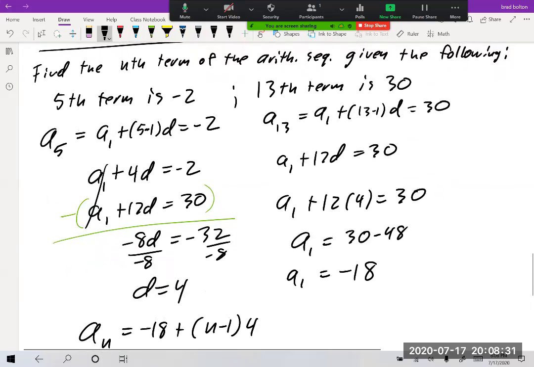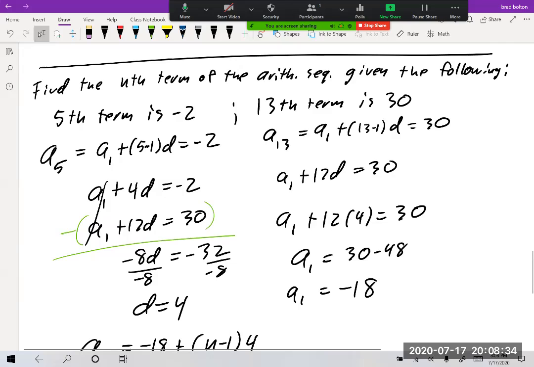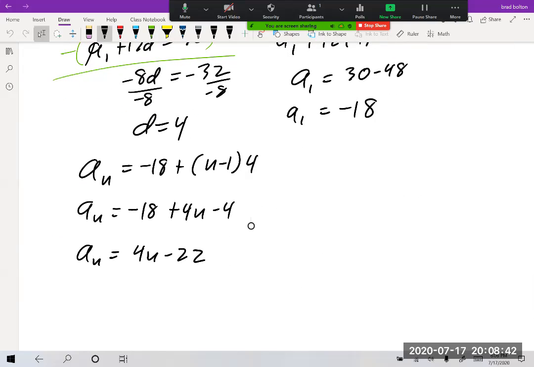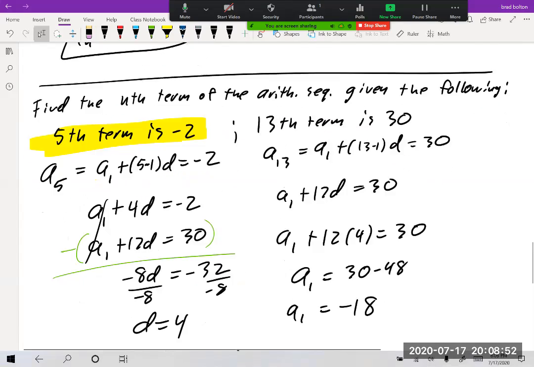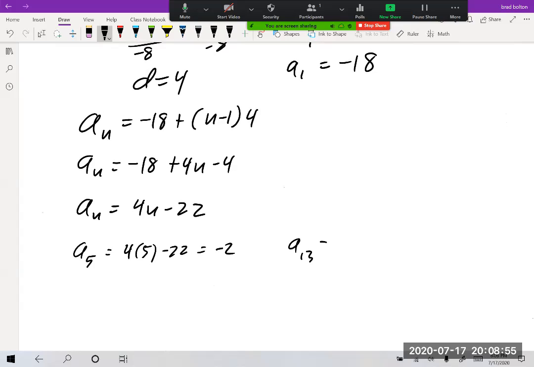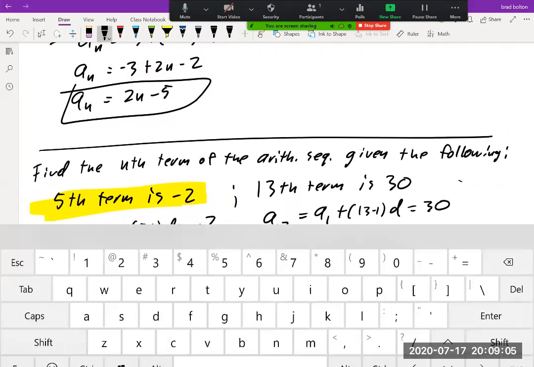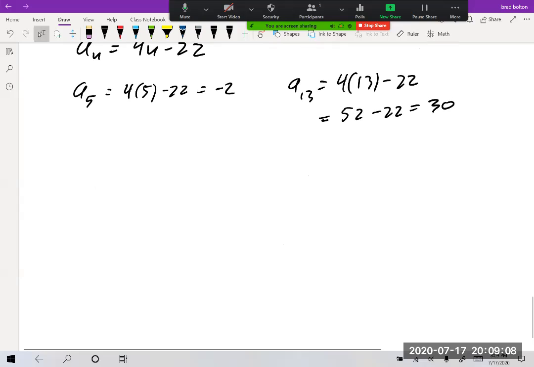And if we did this, let's make sure this formula would give us negative 2, right? Because it says that the fifth term should be negative 2. So that means when I plug a 5 in, I better get negative 2. So if we plug 5 in here, a sub 5, this would be 4 times 5 minus 22, which is negative 2. So we're good. Let's do it for the other one just to make sure it makes sense. The 13th term is 30. So when we do a sub 13, we better get 4 times 13 minus 22. So this would be 52 minus 22 equals 30, which is what they said right here. Okay, so it worked. We did it, right?